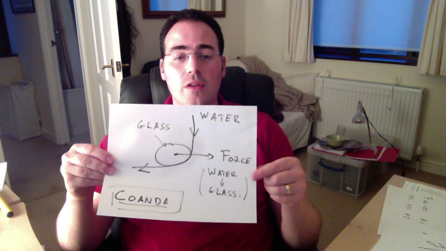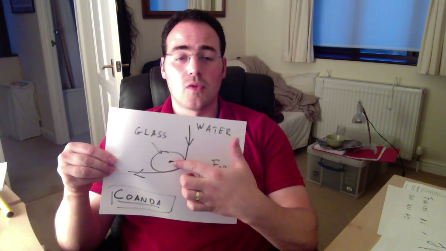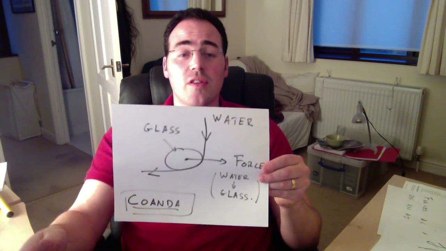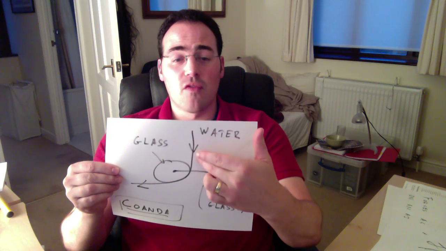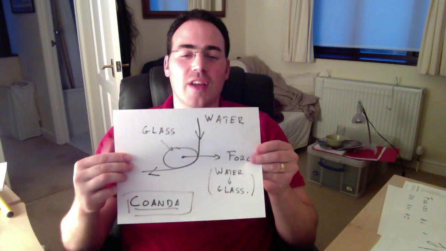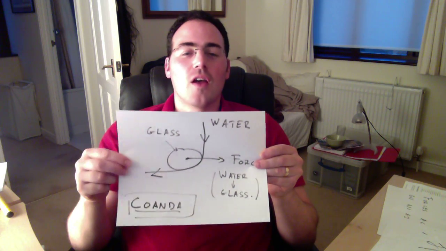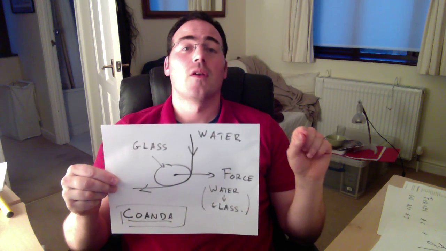I've got an example to explain it. This is the Coanda effect. You take a glass, just a normal glass in your kitchen. You put it underneath a stream of water coming from the tap. The stream of water is going to follow the curve, you can see it on the diagrams. The stream of water is going to follow the curve of the glass.